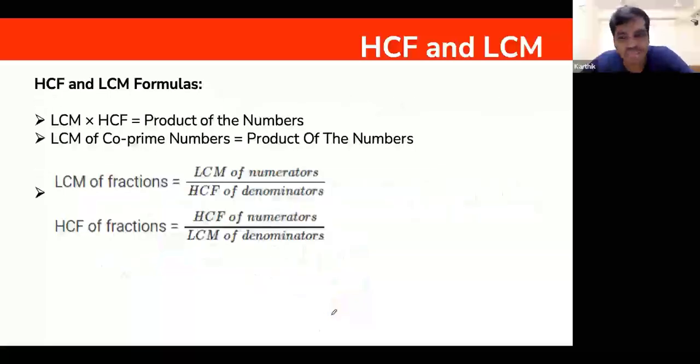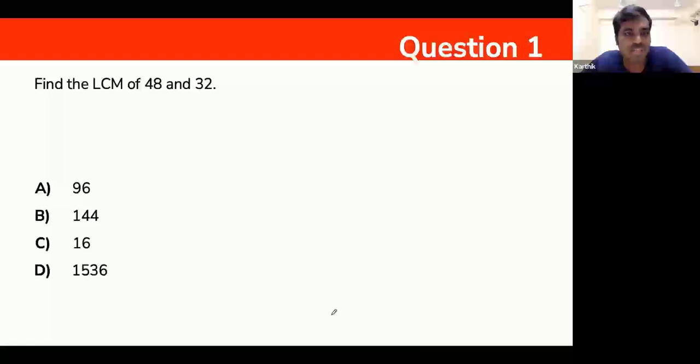So this thing will come later. This is the formula part. I just want you to find the answer for this. What will be the answer? Just see this and tell me.